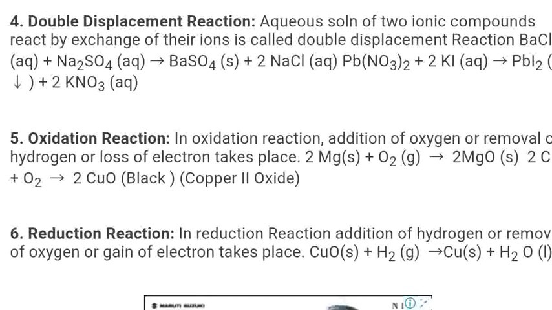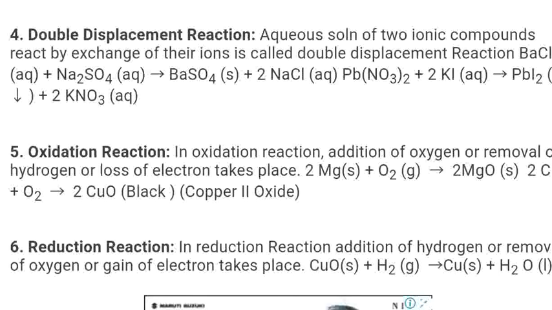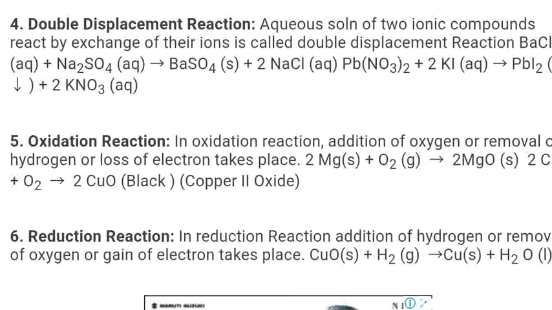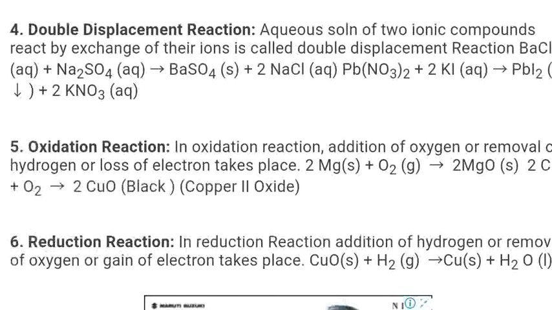KI is potassium iodide and it forms lead iodide, which is a precipitate. Precipitate is a solid substance which is formed. Okay, and this arrow mark indicates the precipitate, and just the reverse of this arrow mark, if the arrow mark is in upward direction, then it represents the gaseous substance. So when lead nitrate reacts with potassium iodide, then lead iodide is formed along with potassium nitrate.